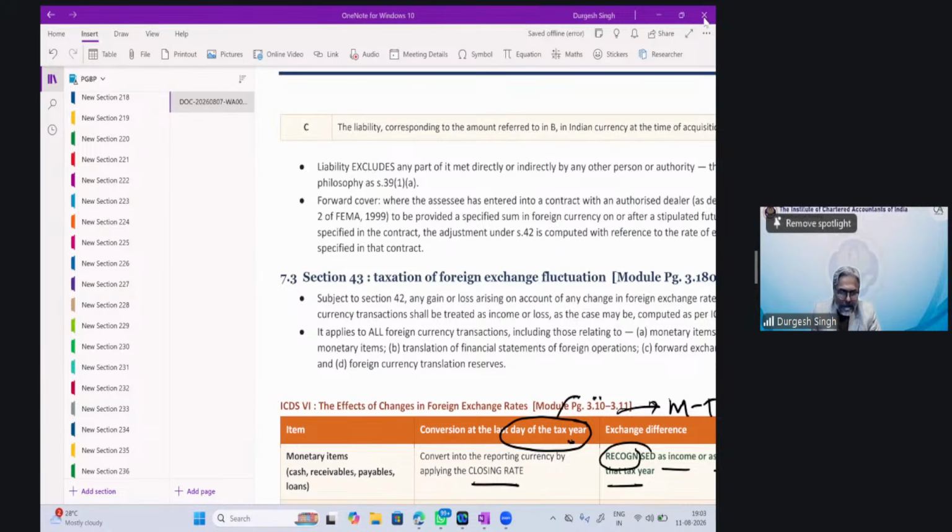Yes, sir. Am I audible? Yeah, audible. Sir, basically I'm combining ICDS 9 and ICDS 6 over here, since you gave the example of purchase of raw material, so it comes under inventory. I was confused, not confused actually, just asking, because it's a qualifying asset as per ICDS 9, but here you are taking it as per ICDS 6. Are you getting my query, sir?